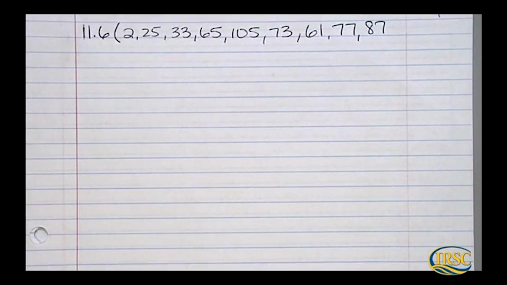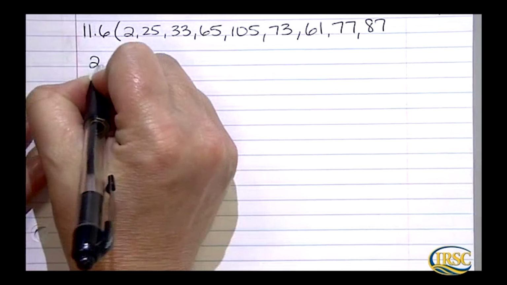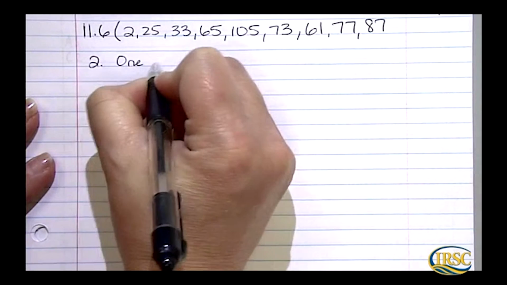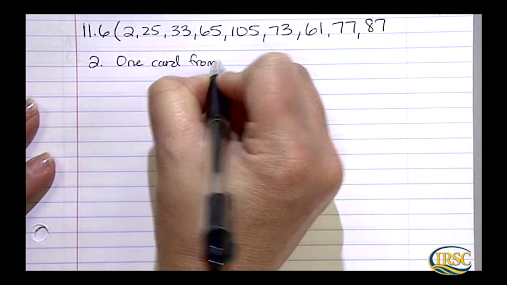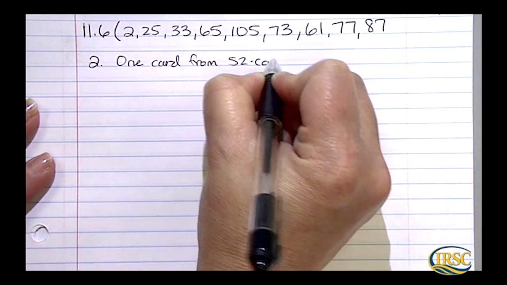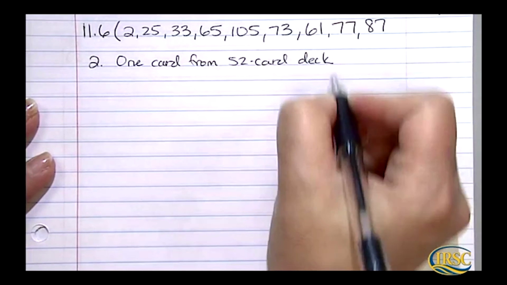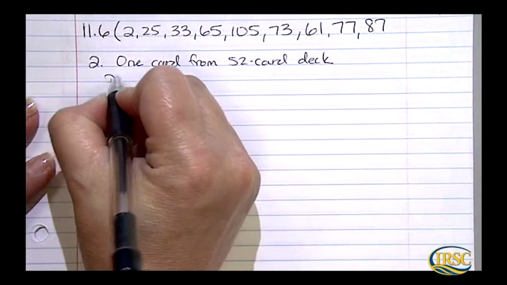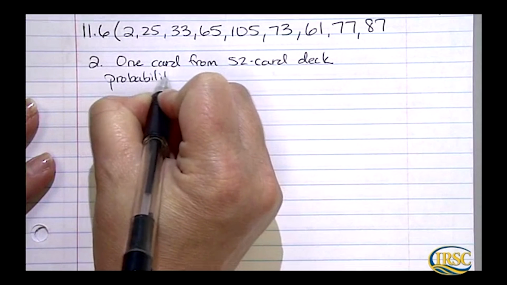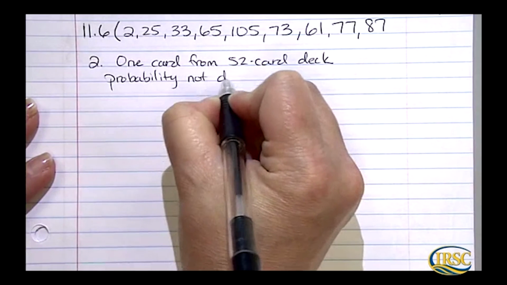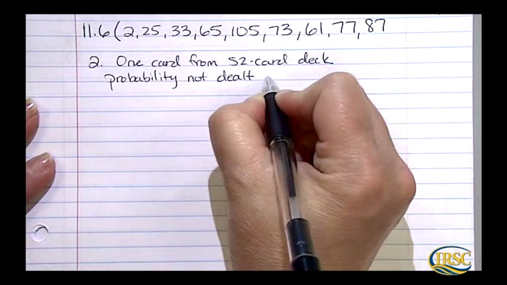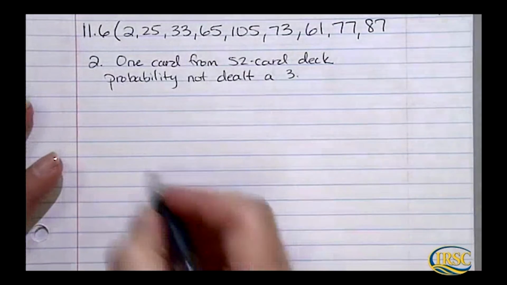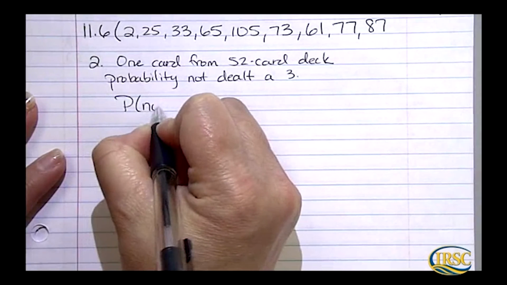All right, let's get to it. So starting with number 2, it says you're dealt one card from a 52-card deck. Find the probability that you are not dealt a 3. Okay, so in other words, you're looking for the probability of not 3.